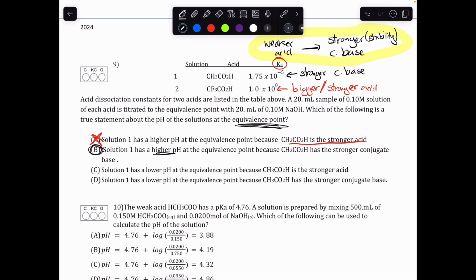The reason why C is false is that C says it's going to have a lower pH. Once again, the claim here is that that one's not the stronger acid. Okay. And then this one here says that this one has a stronger conjugate base, which is also false. And so there you go.